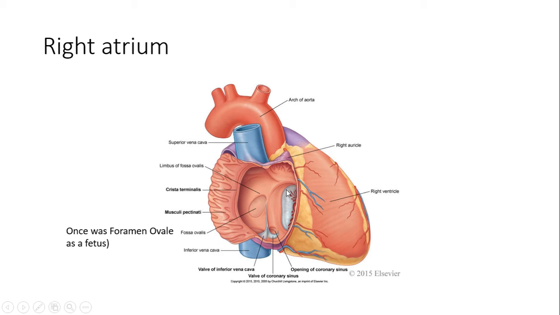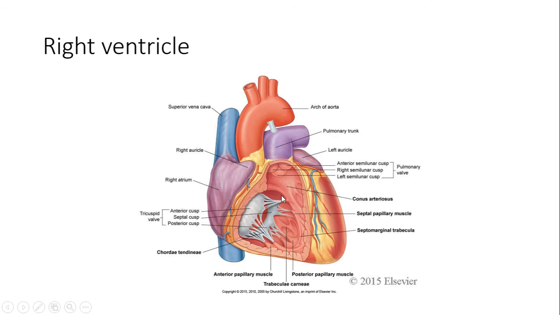Okay, now let's move along to the right ventricle. In the right ventricle, the right atrium is already filled up with blood, pushes blood down into the right ventricle. It enters the right ventricle through this atrioventricular valve known as the tricuspid valve. It's called tricuspid because it has three cusps. It has the anterior cusp, the septal cusp near the ventricular septum, and the posterior cusp. So these three cusps are there as a valve.